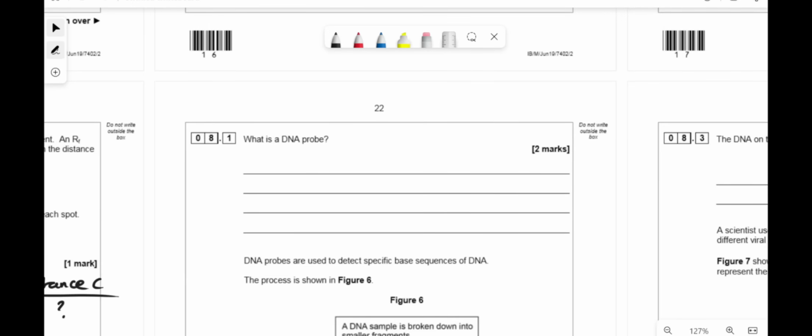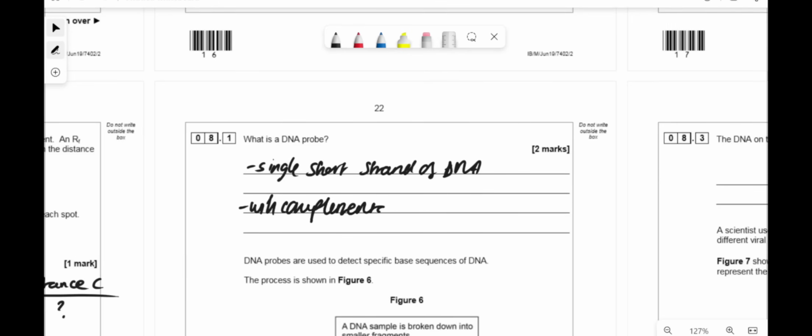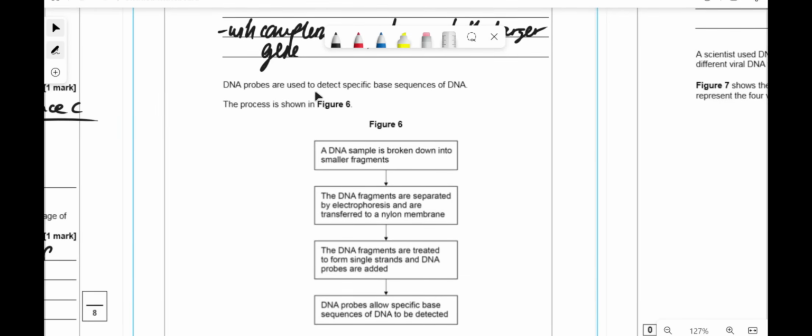Okay, so the next question says, what is a DNA probe? It's a short piece of DNA with bases that are complementary to the target gene allele or DNA. So it's a single short strand of DNA with complementary bases to the target gene. It's very important you mention that bases are complementary. DNA probes are used to detect specific base sequences of DNA. The process is shown in figure 6.